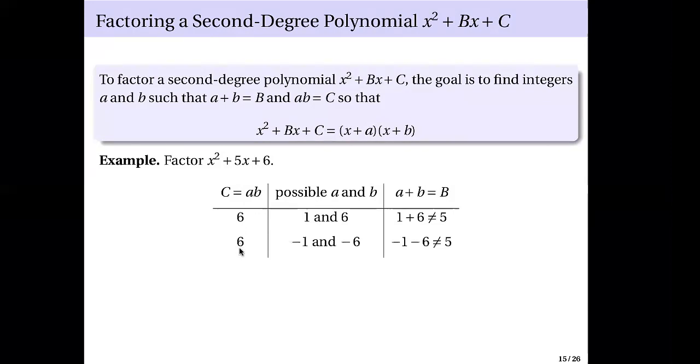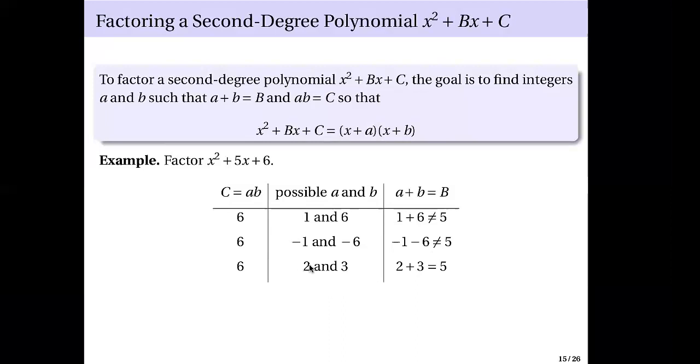Yes, so we have 6 here, that's your C. And possible A and B are -1 and -6, because -1 times -6 is still +6. You check if these are your A and B. Is A plus B equal to capital B? No, because -1 plus -6 is a negative number, and it will never be equal to 5.